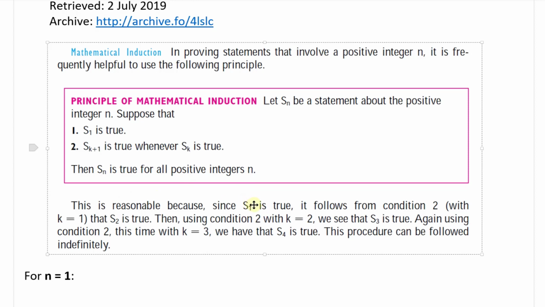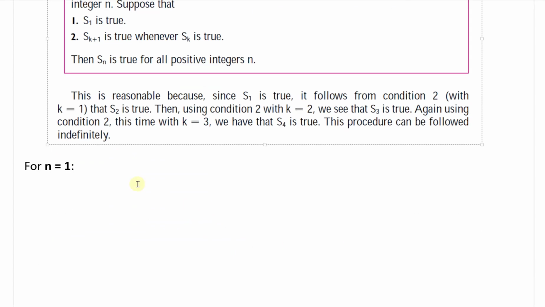This is reasonable because since S1 is true, it follows from condition 2 with k equals 1 that S2 is true. Then using condition 2 with k equals 2, we see that S3 is true. Again, using condition 2, this time with k equals 3, we have that S4 is true. This procedure can be followed indefinitely.